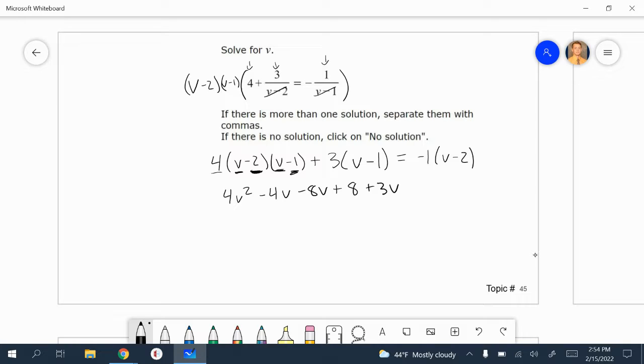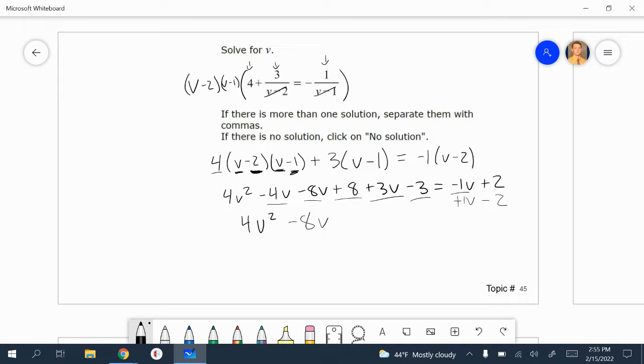Plus 3v, I'm just distributing, minus 3 equals -1v plus 2. I'm going to move everything to one side here, so there's a lot going on. So I'll do the 4v squared. If I move all of the v's to the left side, I'll get, so that's -12. -12 plus 3 is -9. And I'm going to add 1 over to that side. So it'd be a -8. And then just the numbers would be an 8. That means -5. Got to subtract 2 from that side.